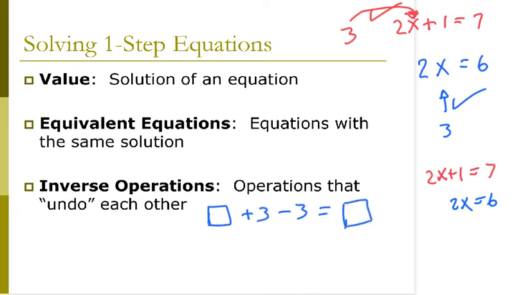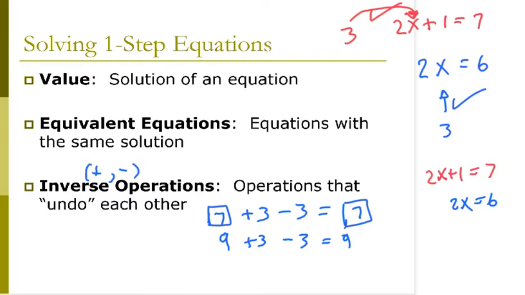I could put any number here and this would be a true statement. So in other words, let's say we put a 7 here. 7 plus 3 is 10. 10 take away 3 brings us back to 7. If I put a 9 here instead, 9 plus 3 is 12. 12 take away 3 is 9. So we end up back where we started. So addition and subtraction undo each other. They're inverse operations to each other.